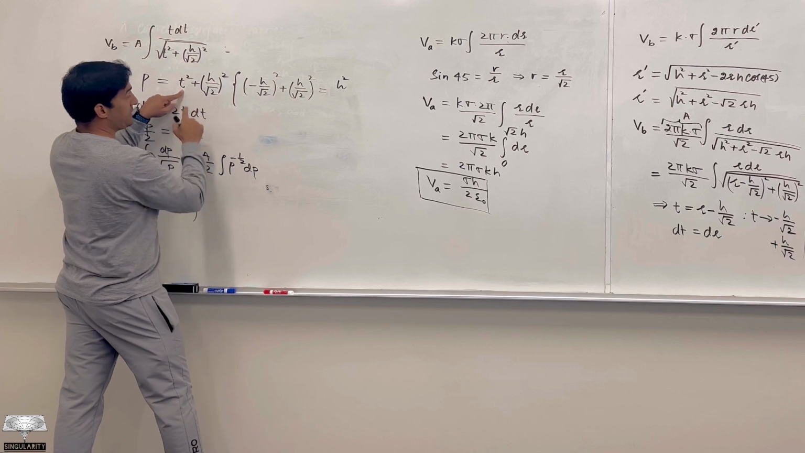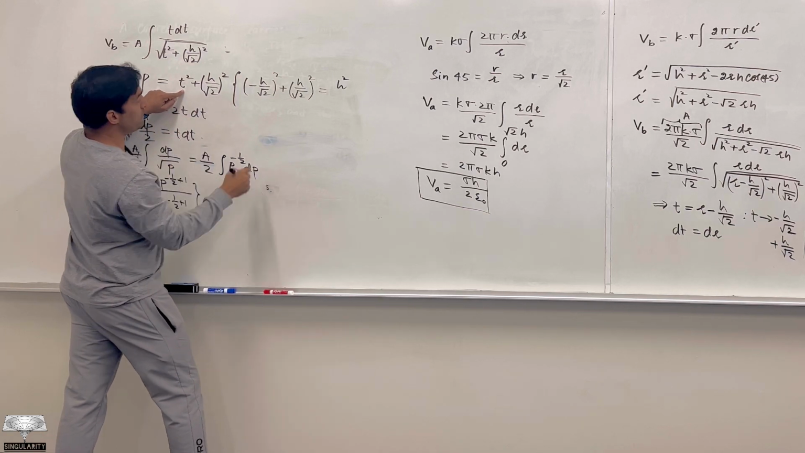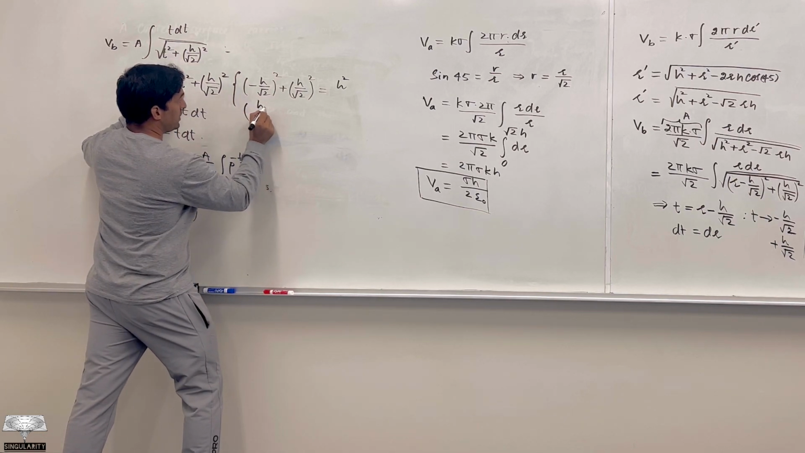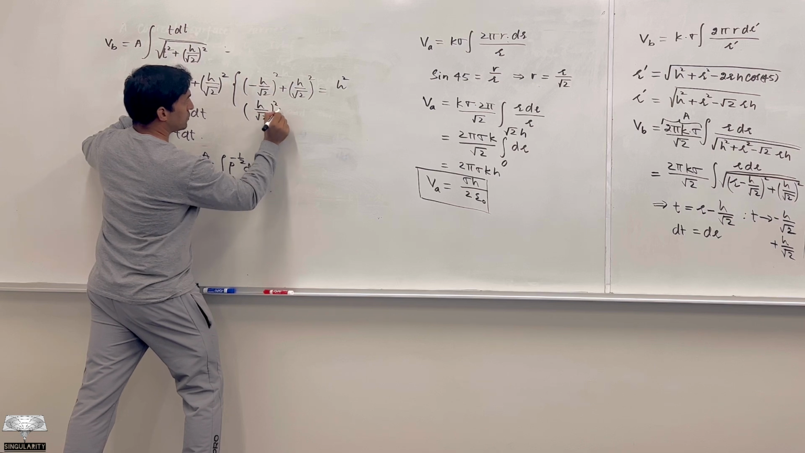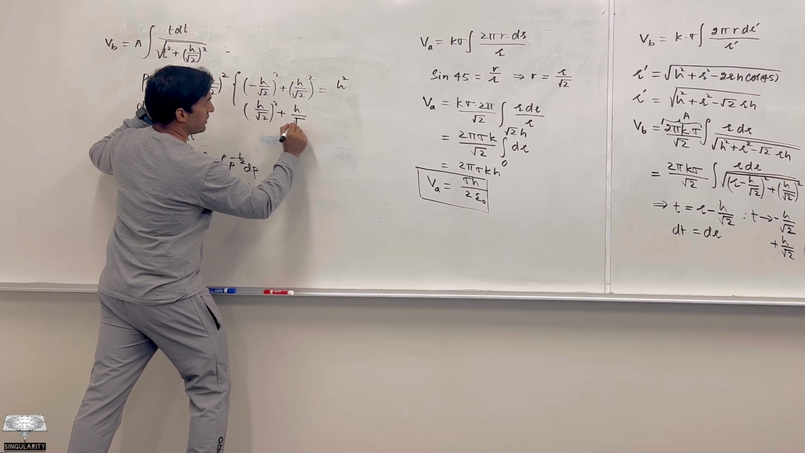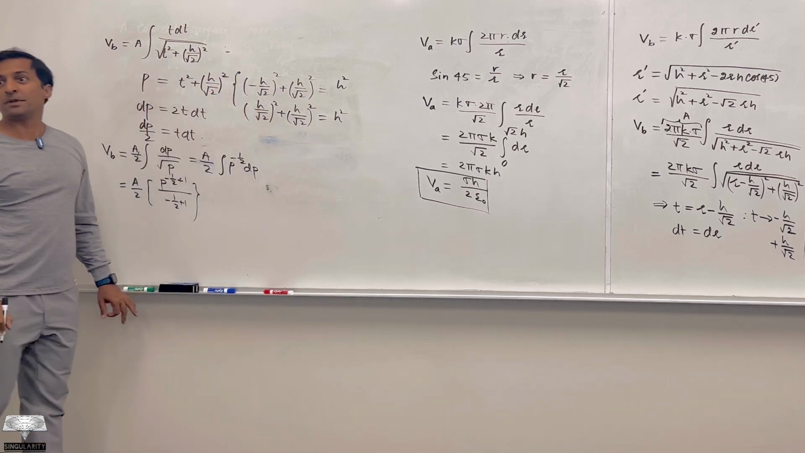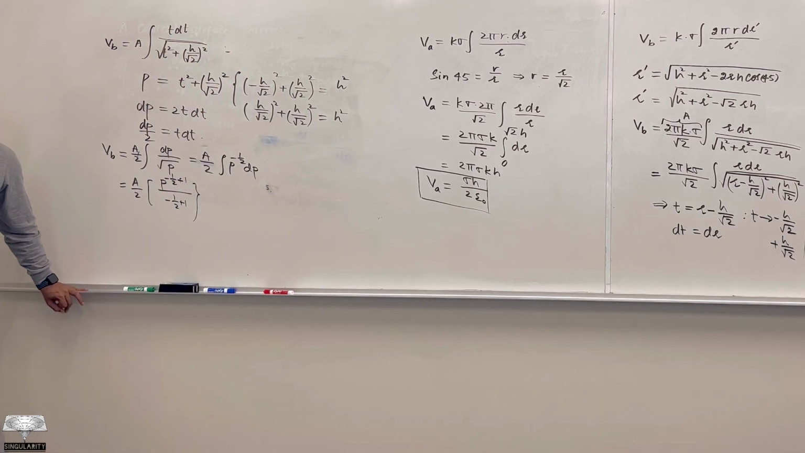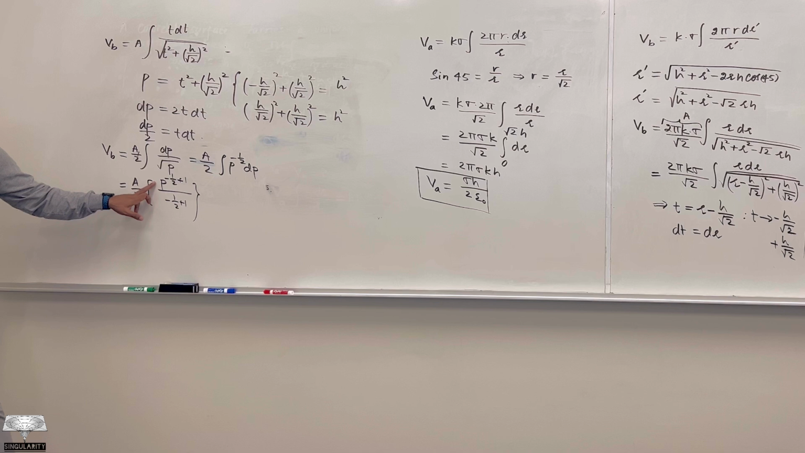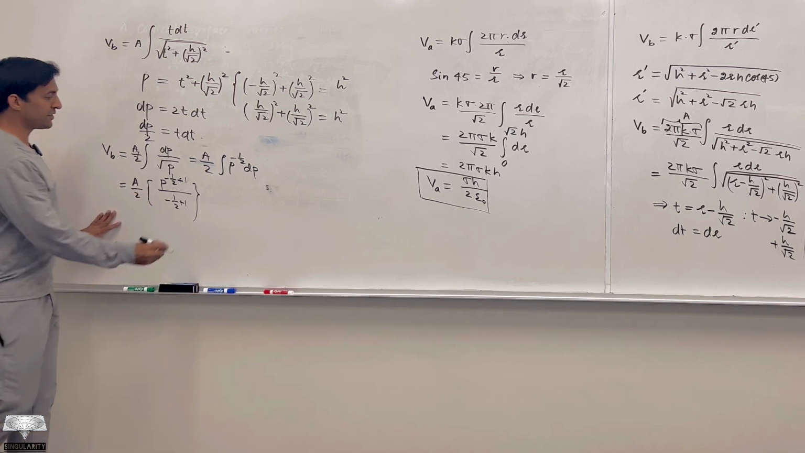When you put t equals h by square root 2, this gives you h by under root 2 square plus h by under root 2 square, h square. So the upper and lower limits turn out to be same, and if the upper and lower limits are same, this is going to give you 0. So this integral gives us 0.